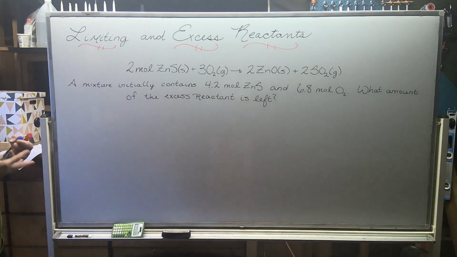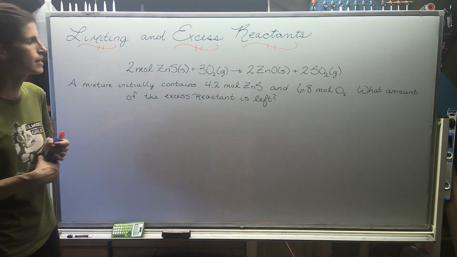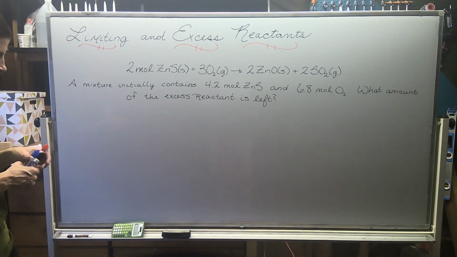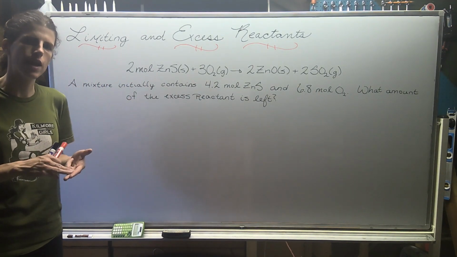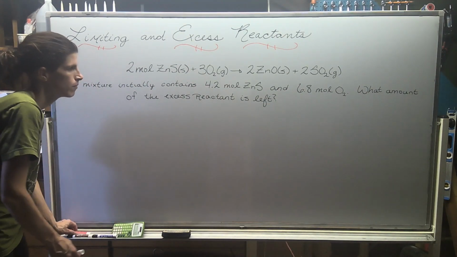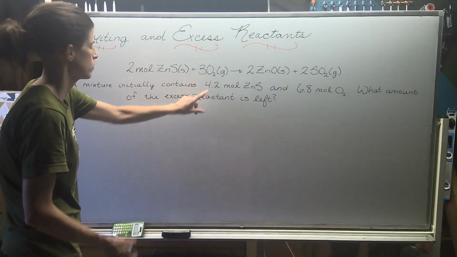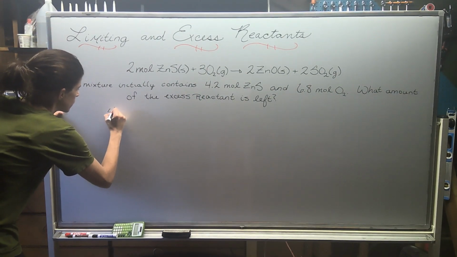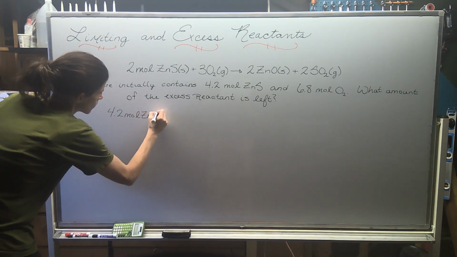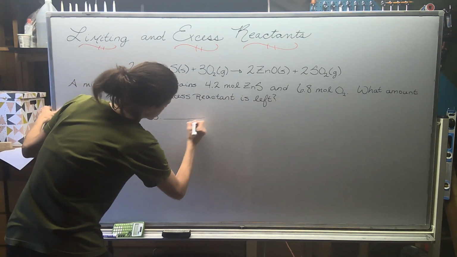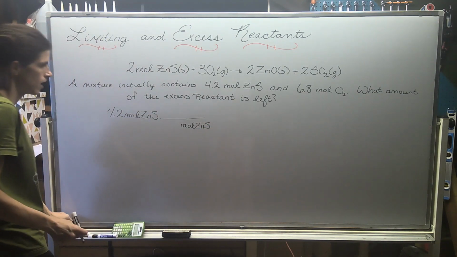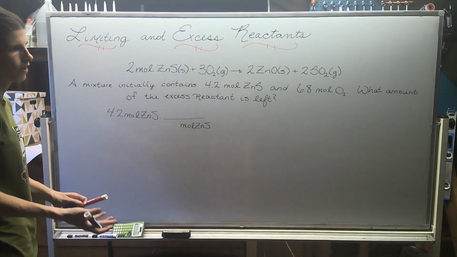Alrighty, another problem super similar to the last one. We're going to take the same steps. First off, it's balanced. I double checked that. And now we need to identify the limiting reactant, the excess reactant, and the theoretical yield. So I need two lines to do that. I'm going to start with the 4.2 moles of zinc sulfide. I need to get rid of the zinc sulfide, so I'll put that in the denominator. And I'm interested in how much product is formed.